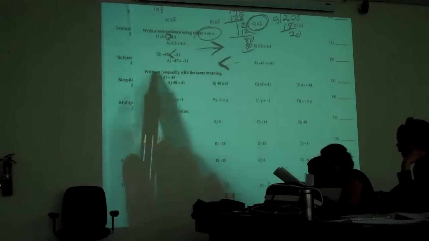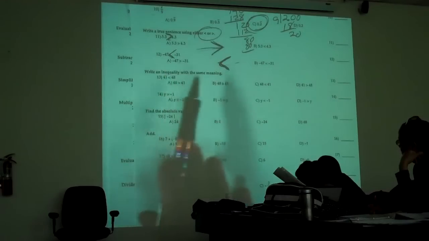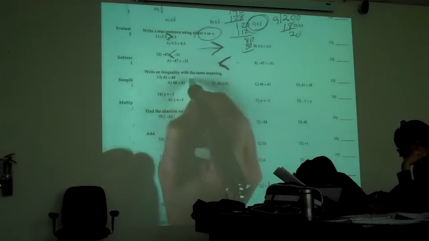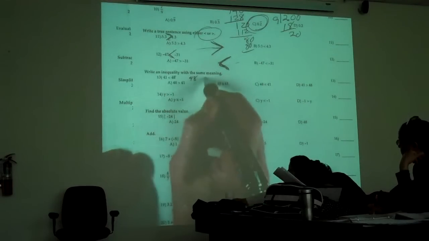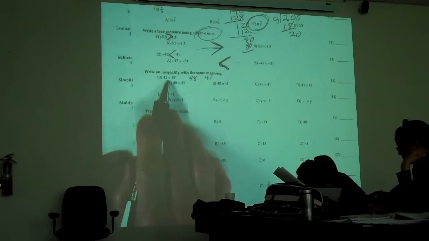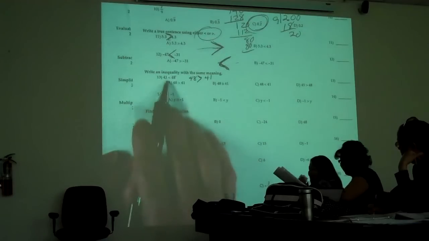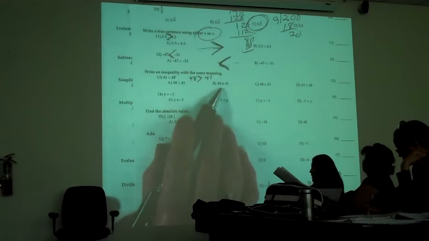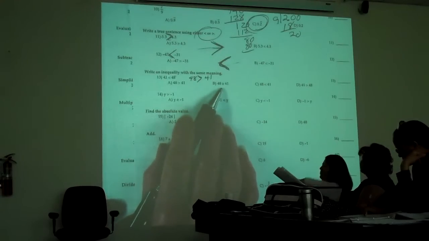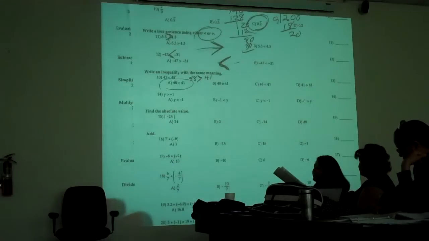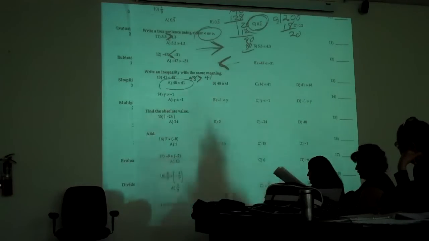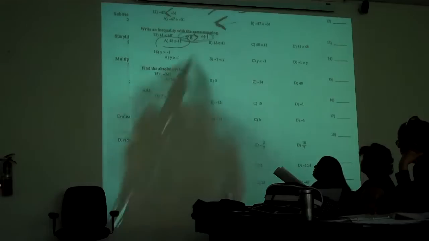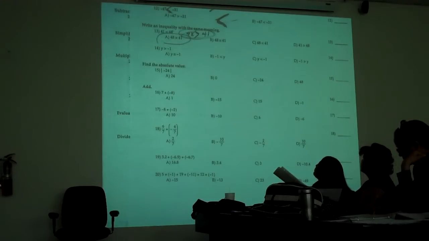Okay, this one. Write an inequality with the same meaning. That means you're going to turn them around, put the 48 in the front, and the 41 in the back. And it switches the sign from less to greater. And it's not going to have the equals under it either. So that would be this one right here. But be ready to write them. They're not multiple choice, you're going to have to write it down.